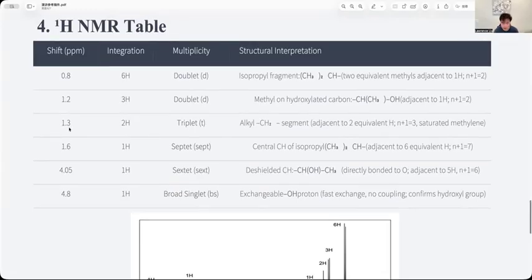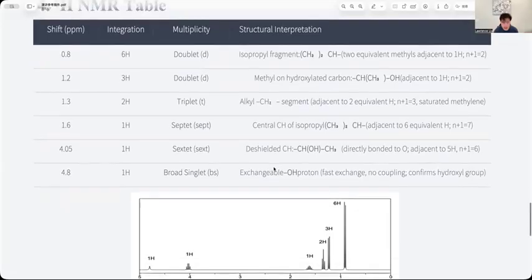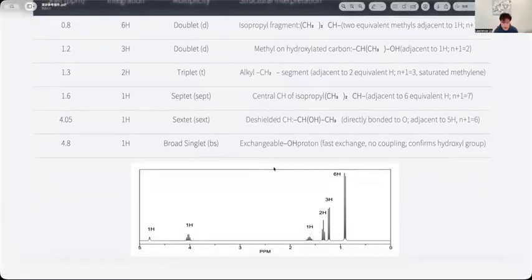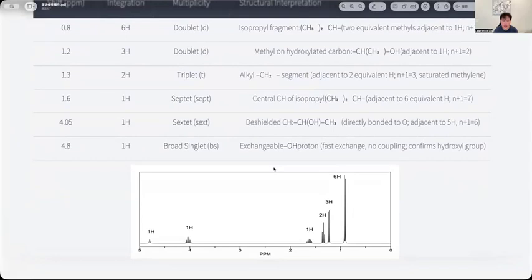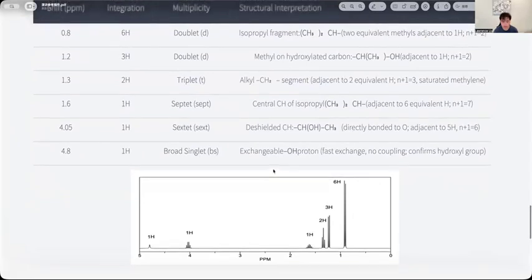At 1.3 ppm, a 2H triplet is a CH2 group. Finally, at 4.8 ppm, a broad singlet is the hydroxyl proton, OH. The integrals add up to 14 hydrogens, matching our formula, and the splitting patterns allow us to confidently identify 3 key structural fragments.